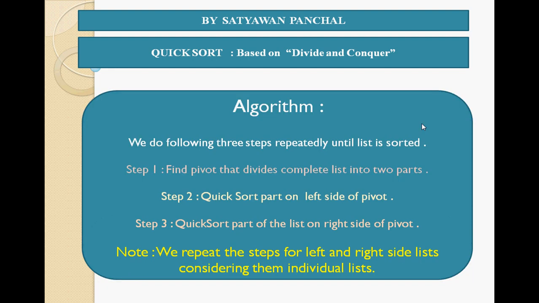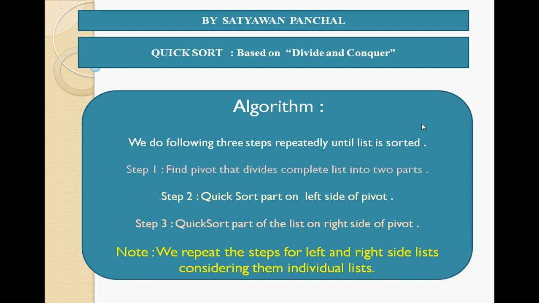I have written a very simple algorithm here. We do the following 3 steps until the list is sorted, and we'll repeat them. Step 1: find the pivot that divides the complete list into 2 parts. First of all, any array will be given to us, and that array will be divided into 2 parts. We will see this in the next slides.